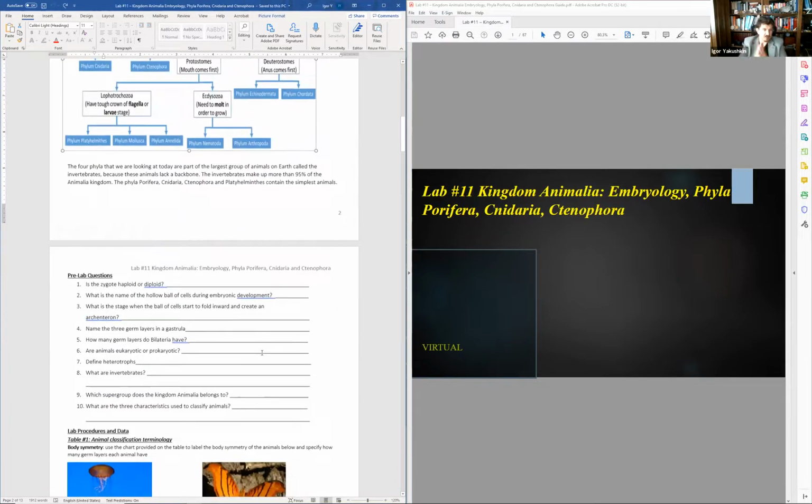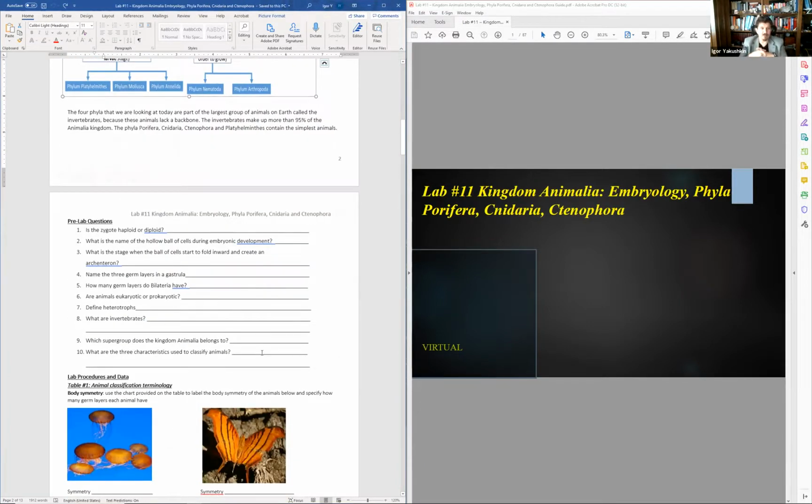pre-lab questions. Is the zygote haploid or diploid? The zygote is a merge of a haploid egg and a haploid sperm. So haploid plus haploid will give you 2. Gotta be diploid. What is the name of the hollow ball of cells? The full ball of cells is known as the morula, we'll talk about that today. The hollow ball of cells is known as the blastula.